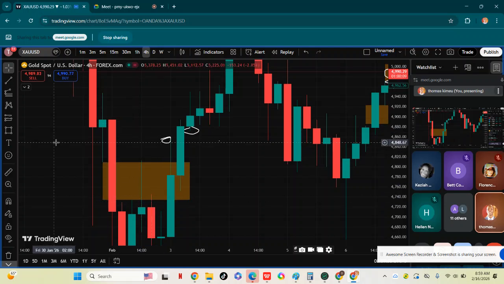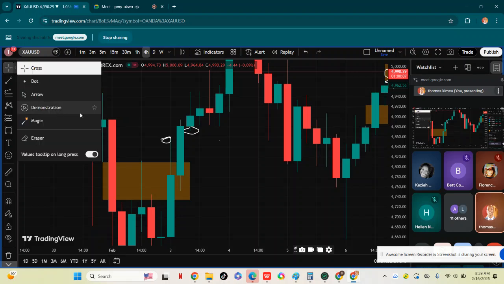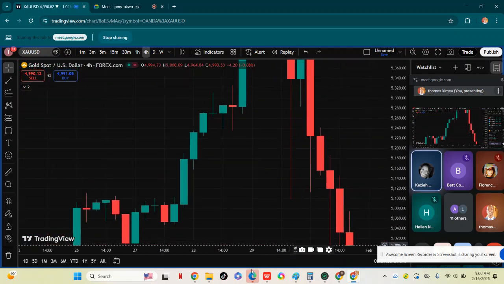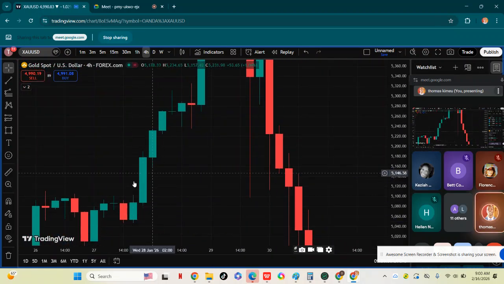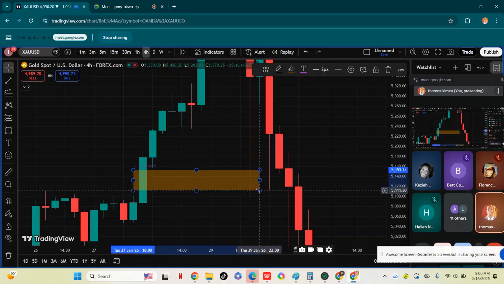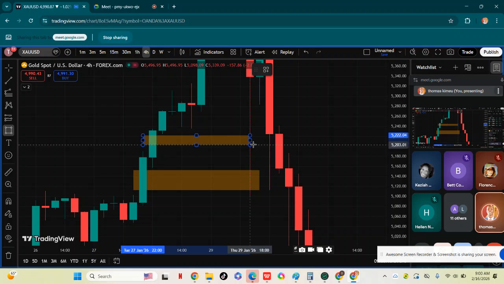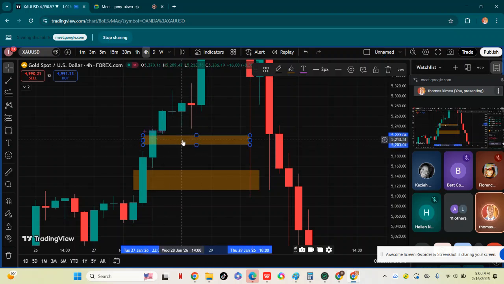Okay, let's see another one. There's another fair value gap here. The market did not come back to close this gap. It came all the way to this level, and that's when it came to close that gap. There was another one here. This is one weakness for gold, for guys who trade gold. It always flies like that, leaving all those fair value gaps, imbalances. Then later it comes to sweep and correct all those fair value gaps.